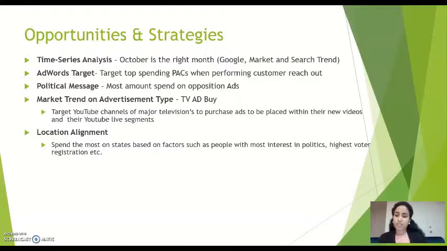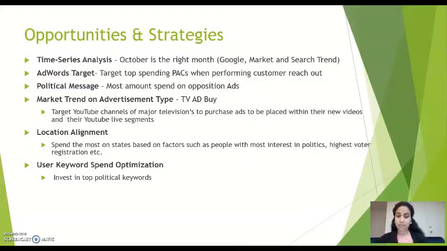And the next strategy is location alignment. So we can take a look at factors such as political interest based on keyword searches within a particular state. And we can also look at the highest voter registration and combine all of these data to see which state has the most political interest and which would be the best target based on the amount of people that we can reach in that particular state and influence based on the political ads. So optimizing location is important.